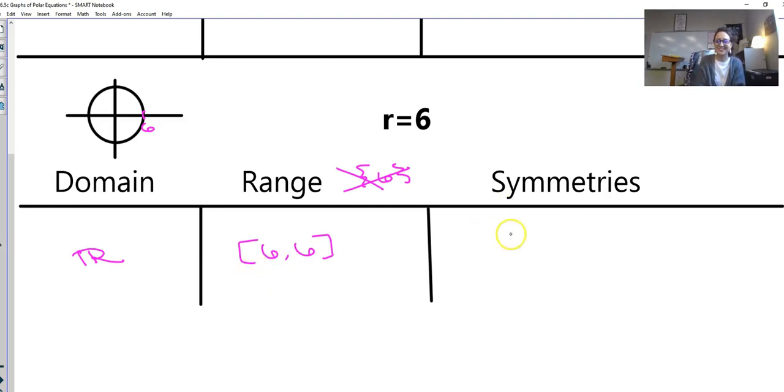What do you think about symmetries? It's going to have all three, right? It's going to be symmetric with respect to the polar axis, in other words, the x-axis. It's going to be symmetric with respect to the line theta equals pi over 2, also known as the y-axis. And it's also symmetric with respect to the pole, or the origin.